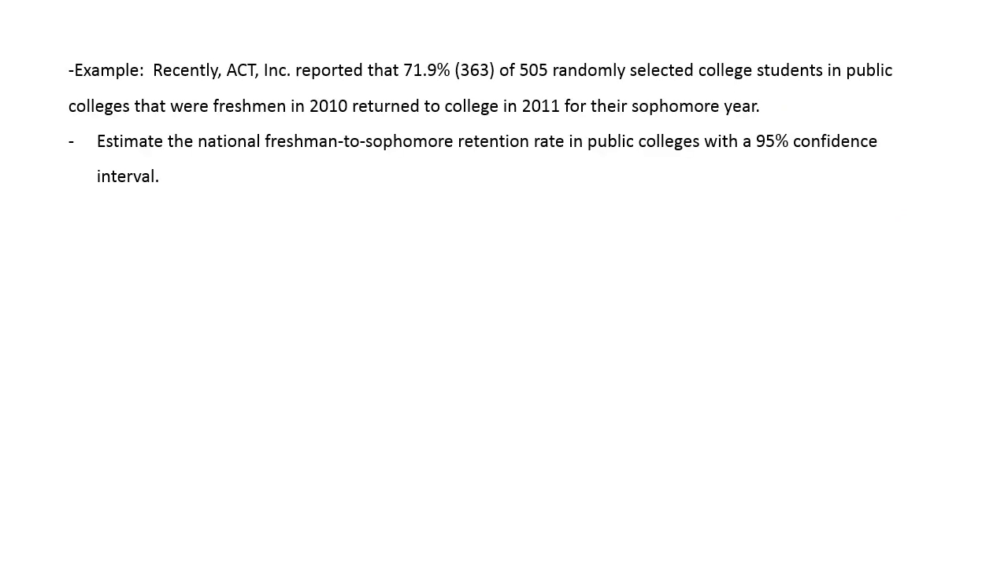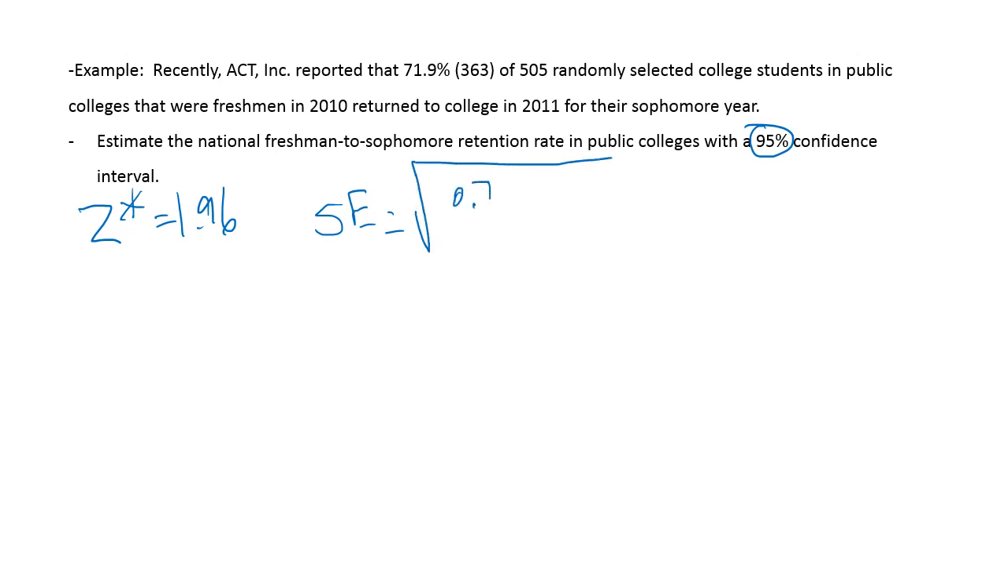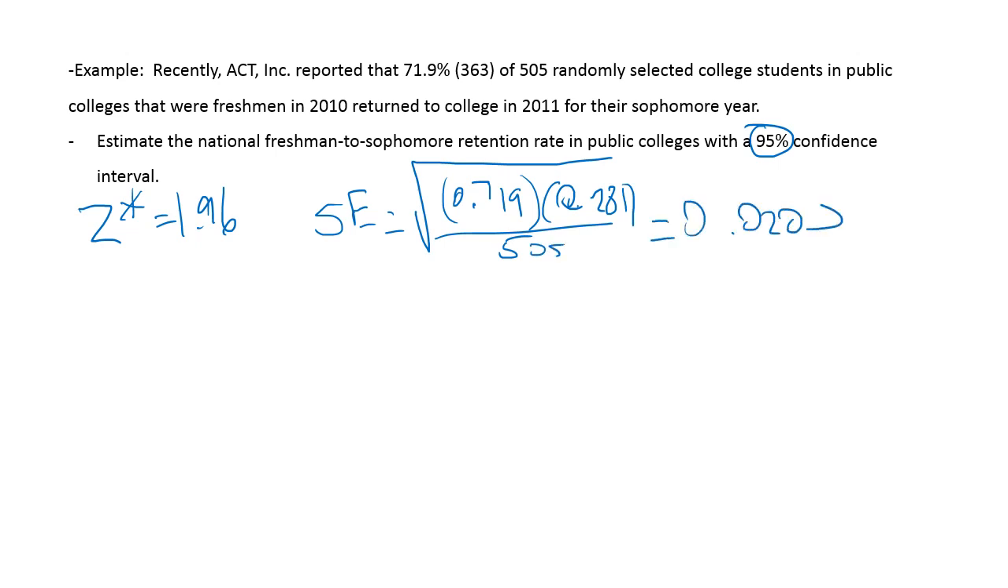All right, we're going to look at a problem here that says the retention rate for this sample was 71.9%, and we want to estimate the national retention rate. According to CLT, our sample is big enough, we assume it's random and independent, so we need to do a couple things here. We're always going to have a Z, which is 1.96 based on this number, and we need a standard error, which in this case is the square root of 0.719 times 0.281 over sample size, and that equals 0.0200.